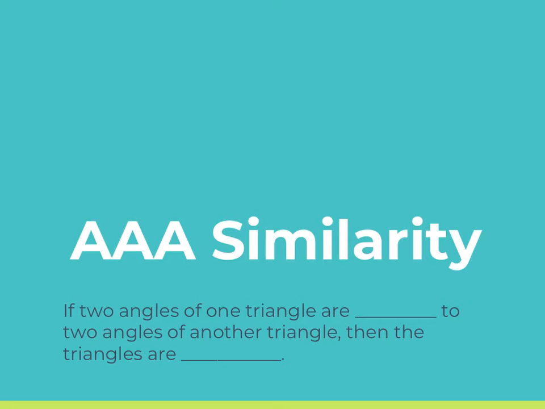So AAA similarity is our first shortcut. We can also just say AA, because if we know two angles, then we know the third in a triangle, just by subtracting from 180. But if two angles of one triangle are congruent to two angles of another triangle, then the triangles are similar. Okay, remember, similar triangles are going to be the same shape, not necessarily the same size.